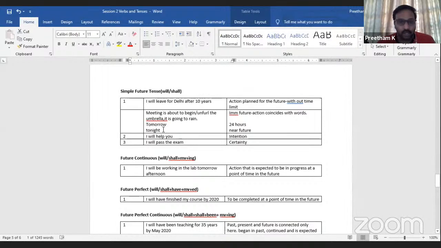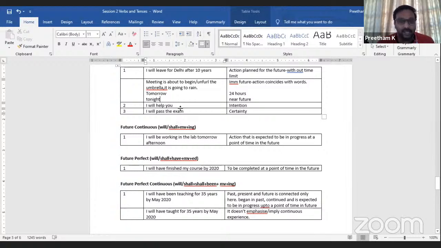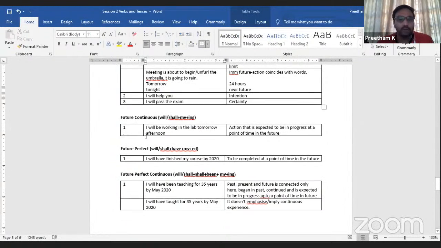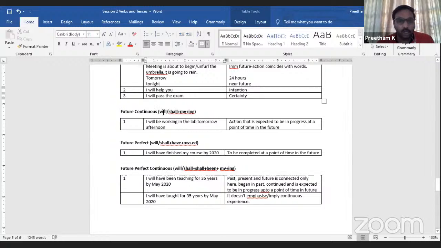Tomorrow means 24 hours. Tonight means near future. I will help you. It denotes intention. I will pass the exam. It denotes certainty. So this we discussed in modal verbs itself, when to use will, shall and all. Then future continuous, same. In present you use am, is, are plus main verb plus ing, whereas in future continuous, it's will or shall plus main verb plus ing. I'll be working in the lab tomorrow afternoon.